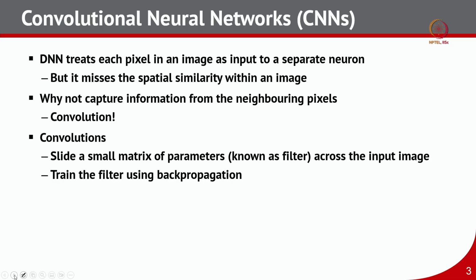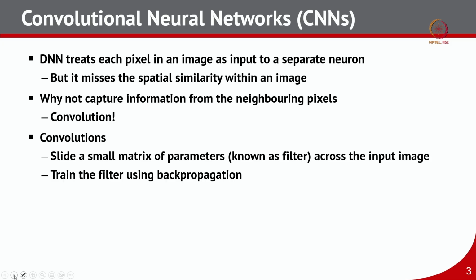Remember, as human beings, when we try to classify or understand an image, we see the spatial similarity between a pixel and its neighboring pixels. That's why convolution captures information from the neighboring pixels, and that's the main reason behind the huge success of the convolutional neural network.